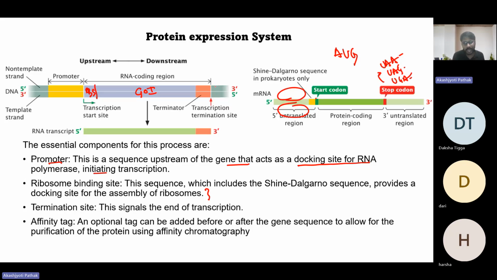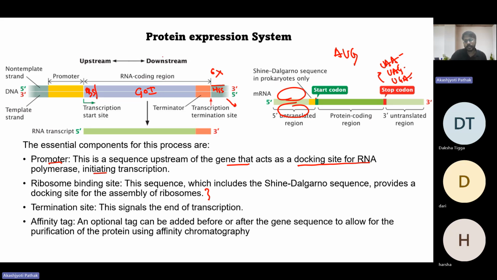So what is an affinity tag? We will learn today. So why is it required? There can be different types of affinity tags. There can be 6x or 6 histidine tags, which means that there will be a DNA sequence which will code for 6 histidine molecules. So why histidine molecules? It will help in affinity purification, nickel affinity purification. So we will learn that.